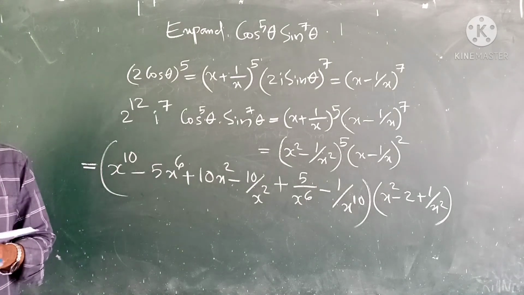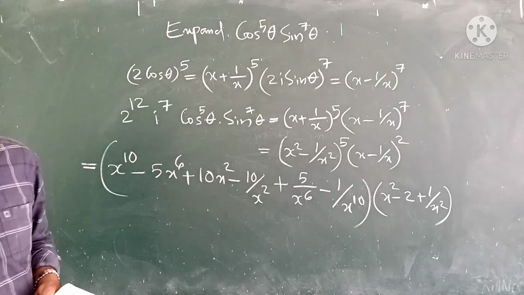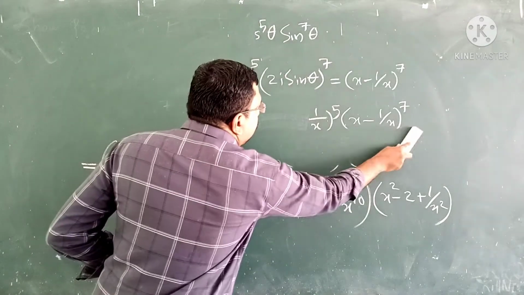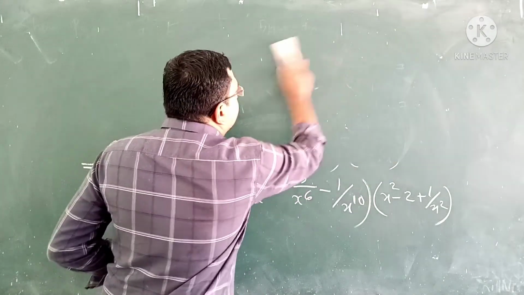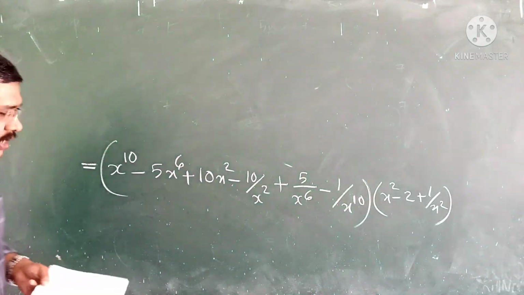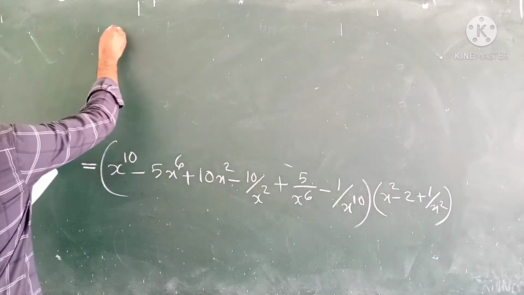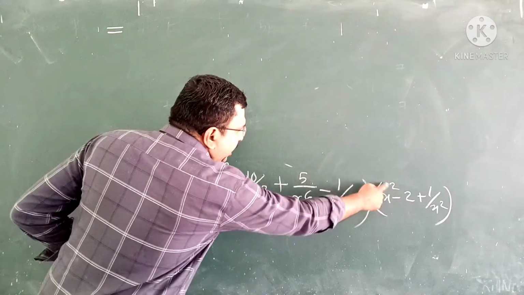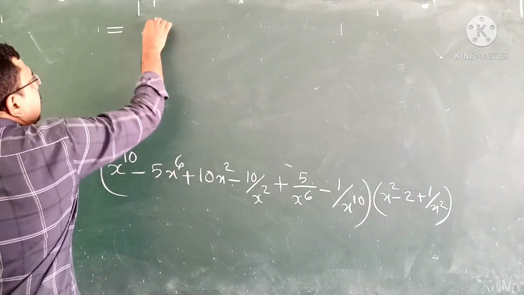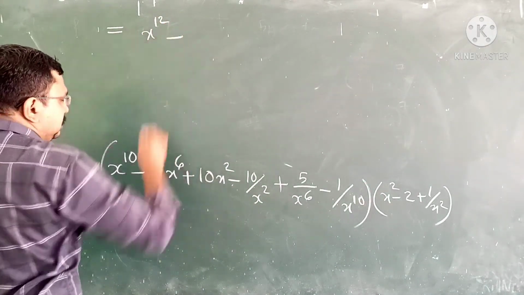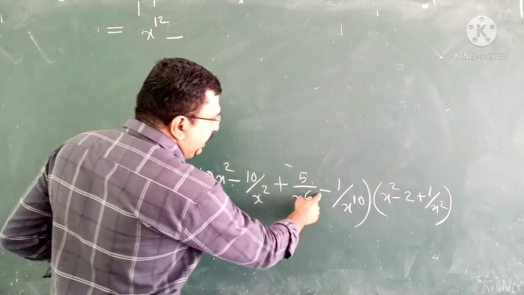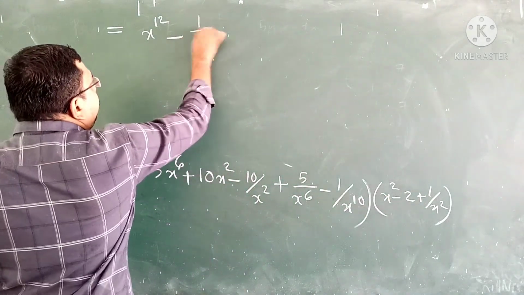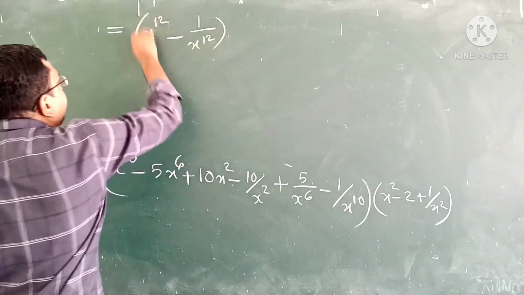Okay. Now this can be written as, which is equal to x raised to 10 into x square, that is x raised to 12, minus 1 by x raised to 10 into 1 by x square, that is 1 by x raised to 12, first term.